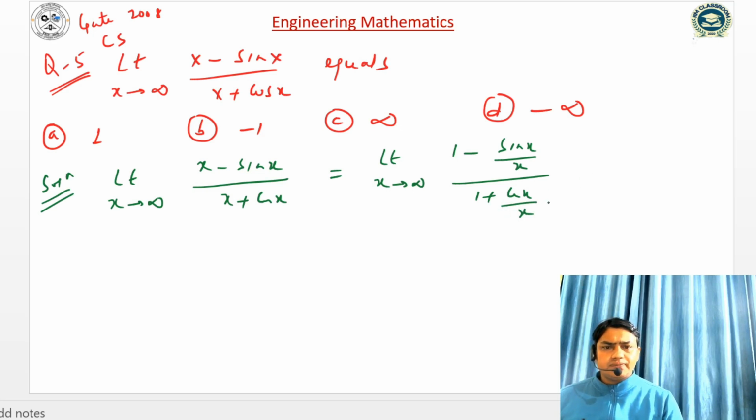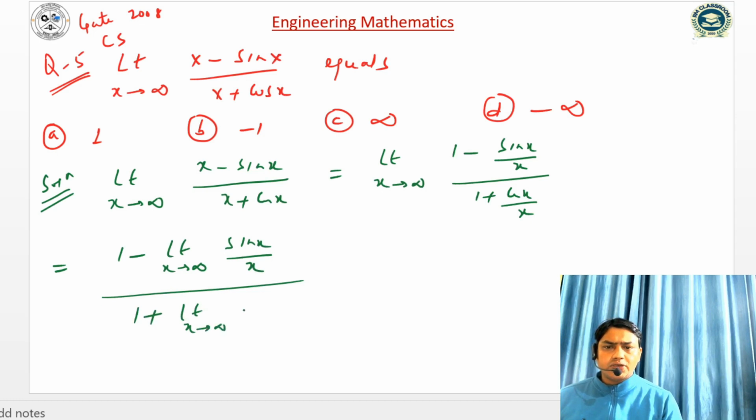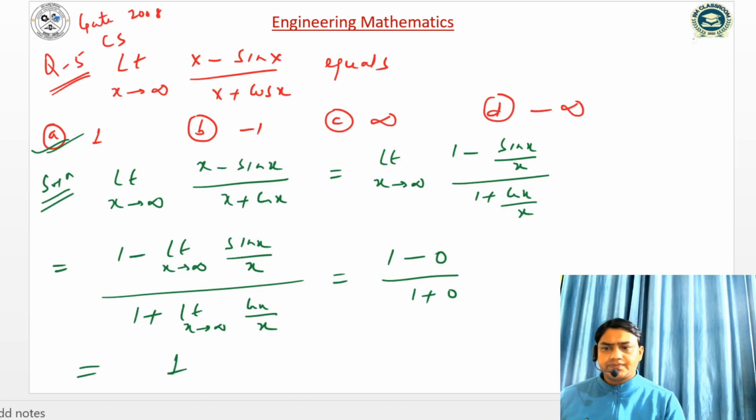So we can write here 1 minus limit x tends to infinity sine x divided by x, divided by 1 plus limit x tends to infinity cos x divided by x. So it will be 1 minus infinity terms, so 0, divided by 1 plus 0. So 1 and 1, that is the correct answer.